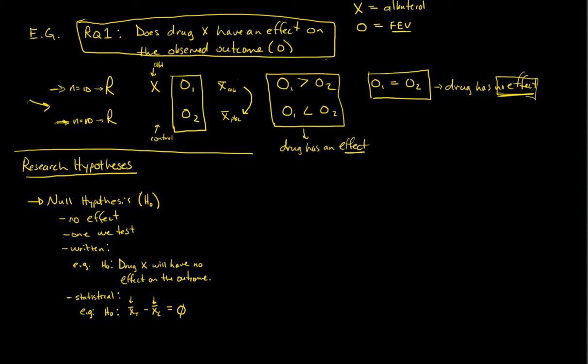Well, what is another type of research hypothesis? The other type here is the alternative hypothesis. This is the hypothesis of some effect.